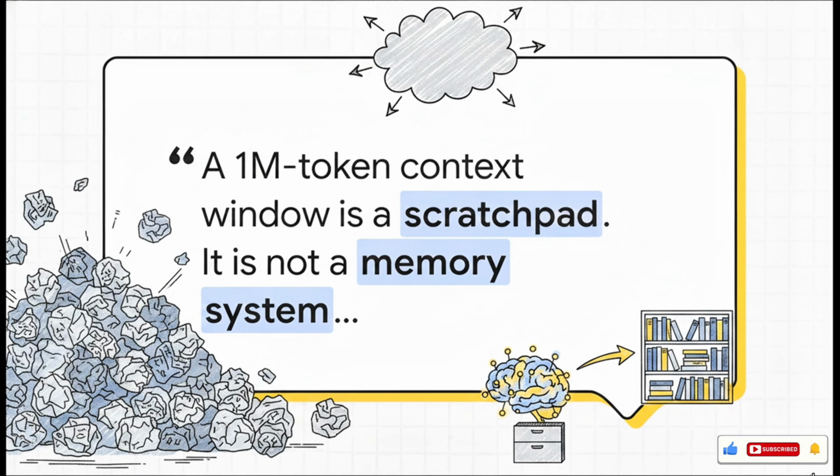In fact, Elastic is incredibly blunt about this flawed approach in their documentation. They state point blank, a 1M token context window is a Scratchpad. It is not a memory system. If you're just dumping raw text into a massive prompt window, you are essentially just giving the AI a giant, temporary piece of scrap paper that just gets thrown away.